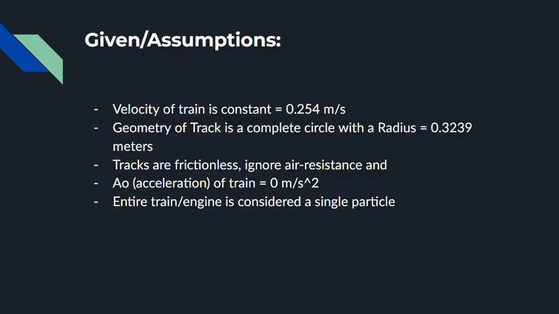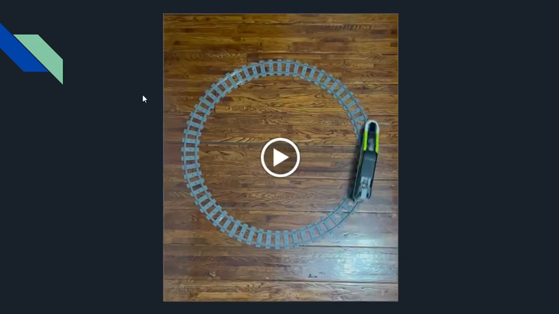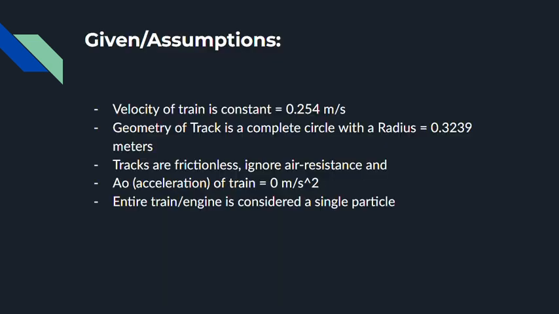Using this video, we can create a list of givens and assumptions. The values such as the radius and velocity, I'll show my calculations later on. We are given that the train is at a constant velocity of 0.254 meters per second. The geometry of the track is also shown, a complete circle with a radius of 0.3239 meters. To make things easier to solve, we can assume that the tracks are frictionless, and we can ignore air resistance alongside any other small negligible forces that may just make the problem harder to solve.